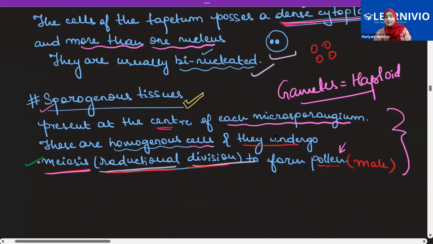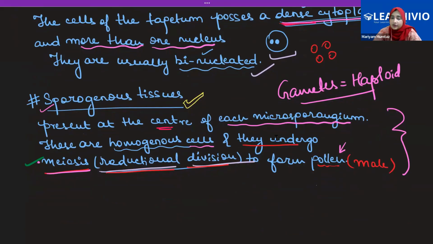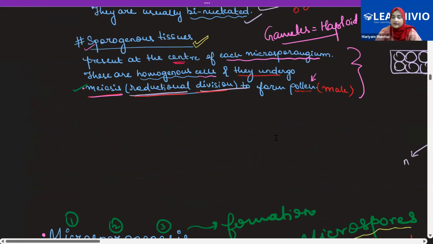Now, inner to the tapetum, right in the middle, you'll find sporogenous tissue. This sporogenous tissue is made up of homogeneous cells, and they are the ones that will undergo the process of meiosis in order to form the male gametes, that are the pollen grains. Is it clear?